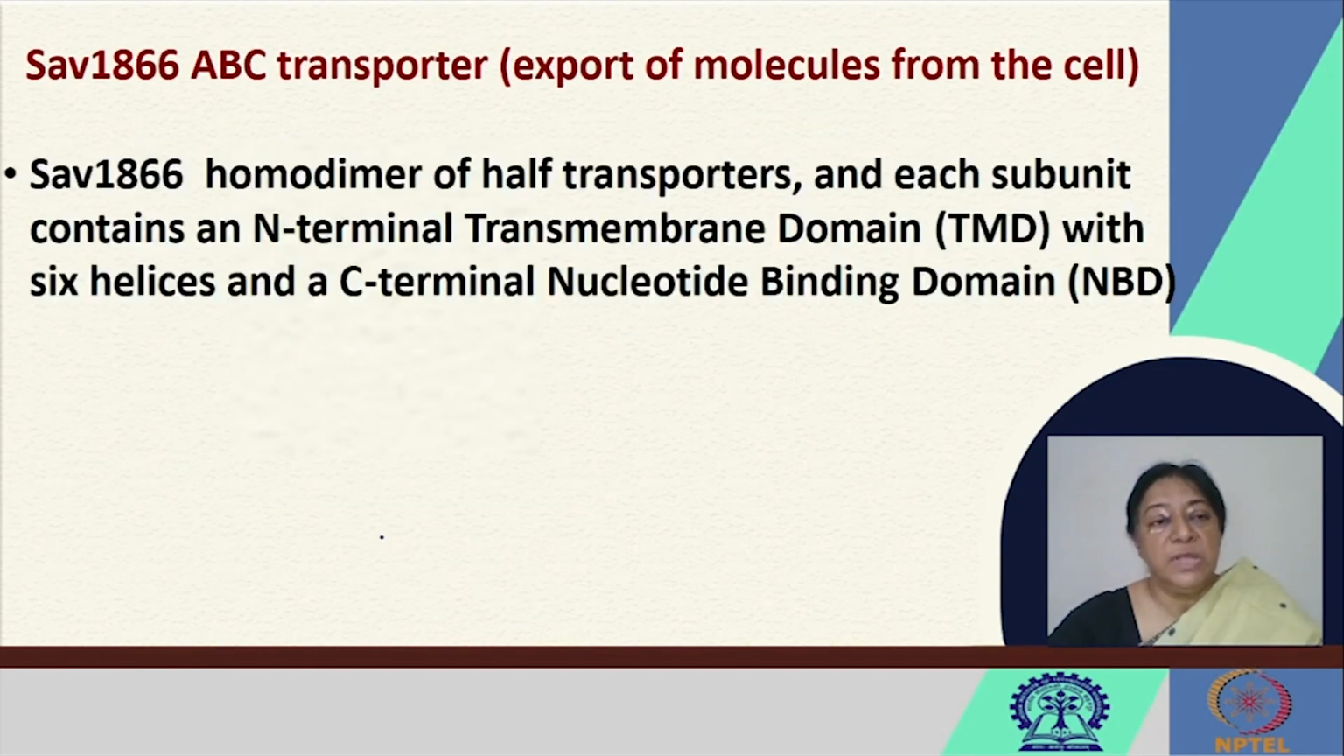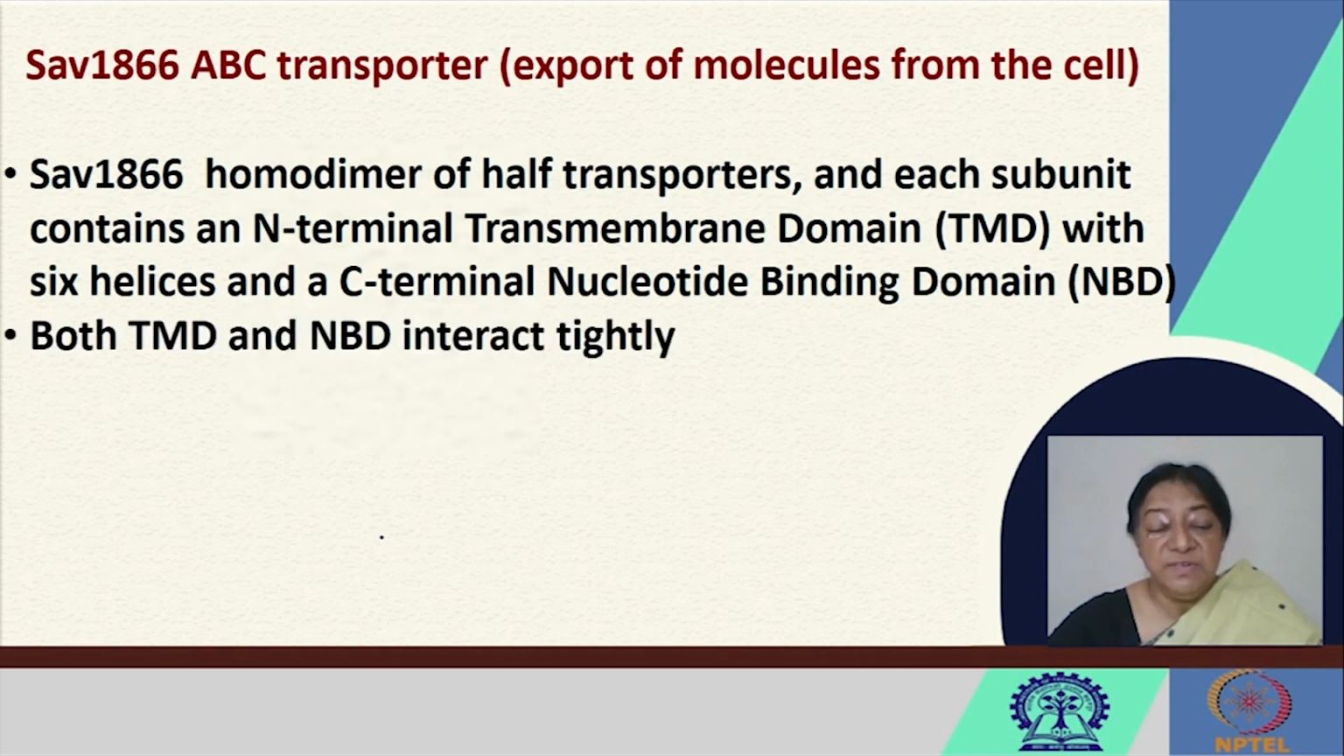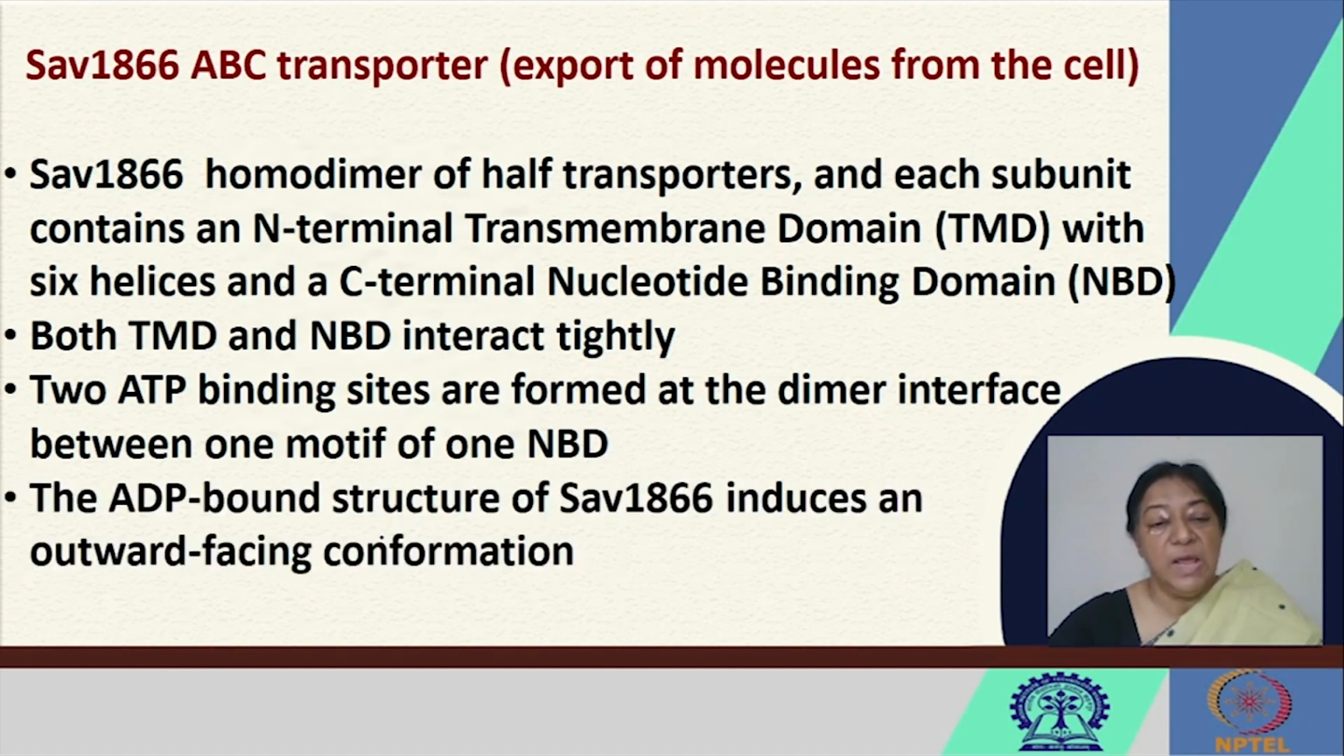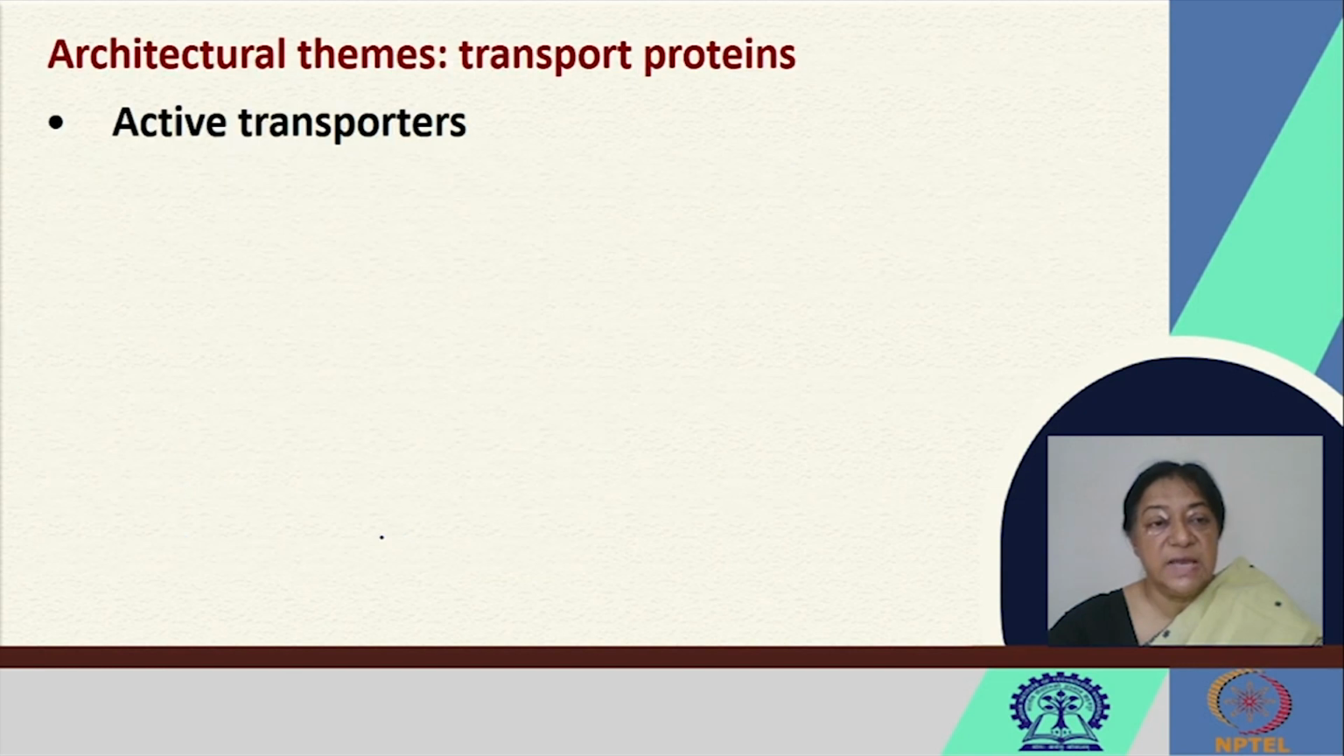So this exporter, this specific protein, is a homodimer of half transporters, and there are two different types of domains here. One is the N-terminal transmembrane domain that has 6 helices, and there is a C-terminal nucleotide binding domain that is involved in the ATP binding. They interact very tightly, and there are two ATP binding sites that are formed at the dimer interface between one motif of one NBD and another. What happens is there is an outward facing conformation that allows the substrate to bind, as we saw in the previous slide.